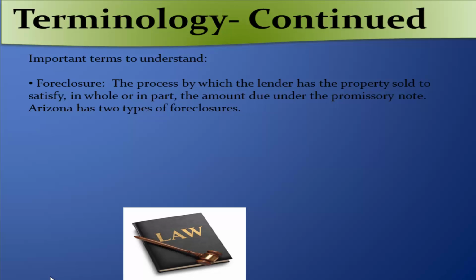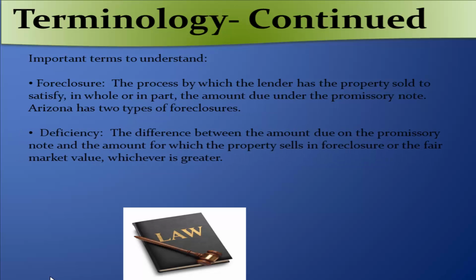And of course, Arizona has two types of foreclosures. A deficiency is the difference between the amount due on the promissory note and the amount for which the property sells in foreclosure, or the fair market value of the property at the time of foreclosure, whichever amount is greater. So if the property sells at the foreclosure sale for $80,000, but the true fair market value is $100,000, the borrower would be entitled to a credit against the debt for the $100,000 in any subsequent action to recover a deficiency.